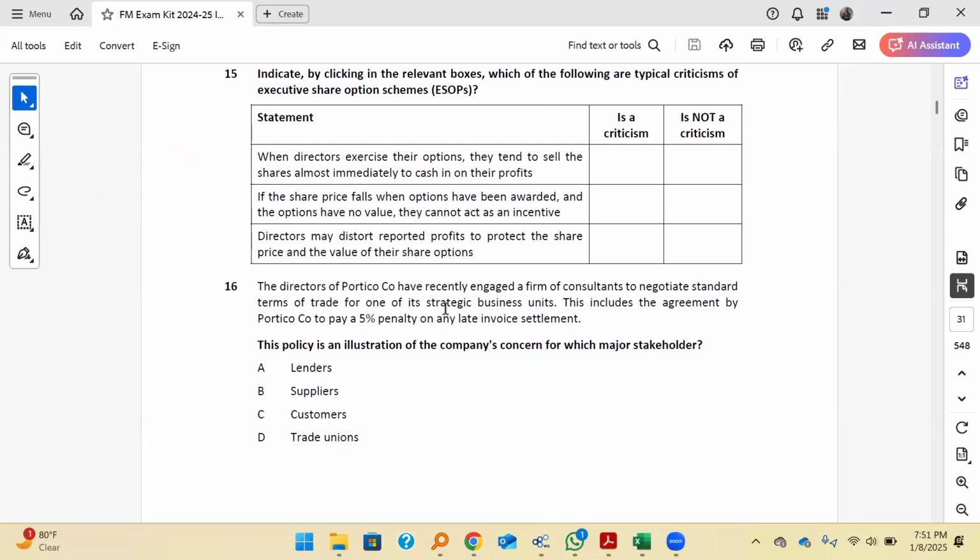Then, of course, here they are telling us to indicate by clicking in the relevant boxes which of the following are typical criticisms of executive share option schemes. This is one of those questions that are very specific. And if you have no idea what share option schemes are, this is where you should go to the textbook and look at what that is.